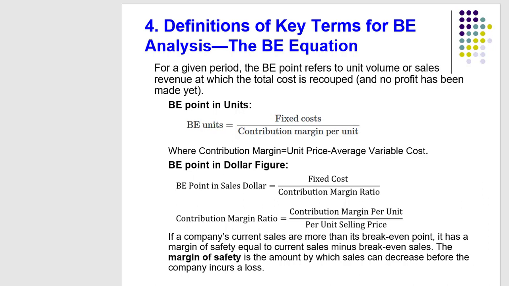So if a company's current sales are more than its break-even point, it has a margin of safety equal to current sales minus the break-even sales. The margin of safety is the amount by which sales can decrease before the company incurs a loss. So this is sort of like a safety measure.